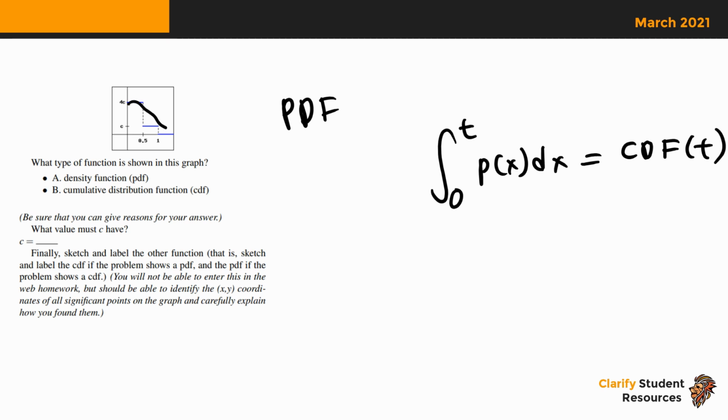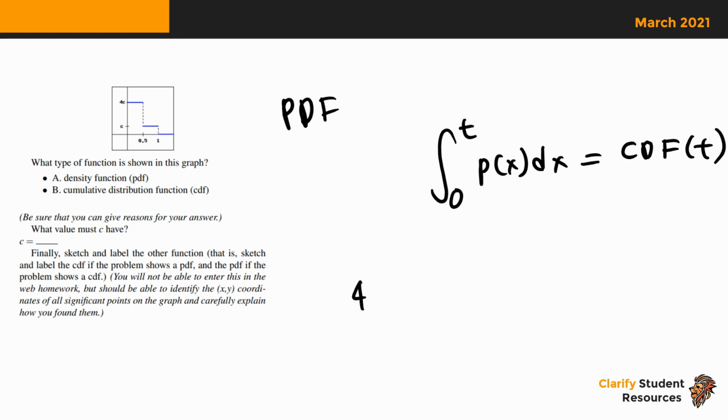And because this function decreases, it can only be a PDF, not a CDF. So the answer is going to be a PDF. Okay, and then for the second part, what we're going to see is that we know that the area under a PDF on its range is always going to equal 1. So that's kind of the giveaway here.